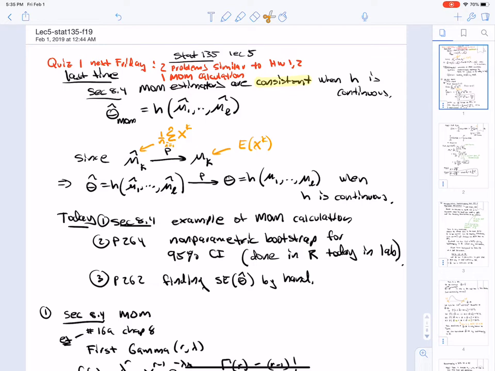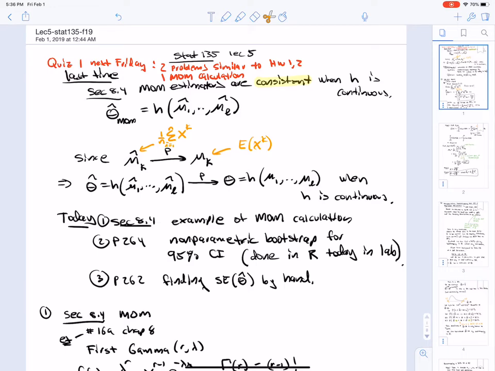Remember that a MOM estimate is a function h of the sample moments, and since the sample moments converge in probability to the population moments, that's by the generalized weak law of large numbers, then by definition of a continuous function, the method of moments estimate, which is a function of our sample moments, will converge in probability to the population parameter, which is h of the population parameters when h is continuous. So, and that's pretty much all the time.